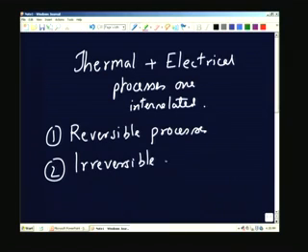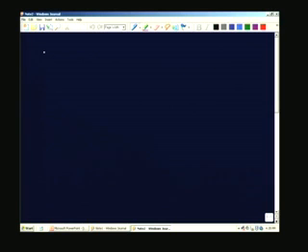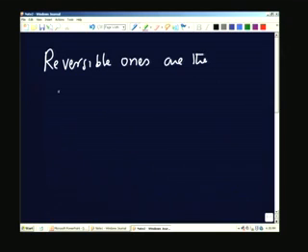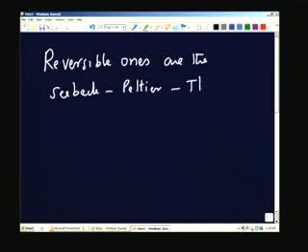So, I am just going to label them first. I am going to discuss what are these different processes and then look at the details. So, let me just recapitulate or talk about the reversible process. The reversible processes are the three effects I talked about earlier. So, the reversible ones are the Seebeck, Peltier and Thomson effects.